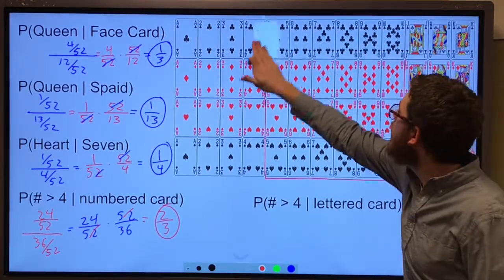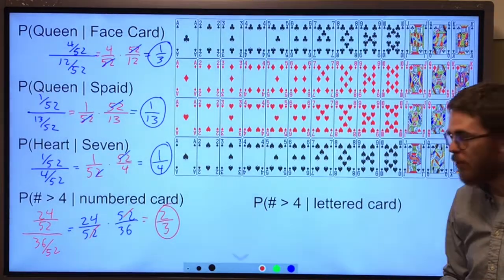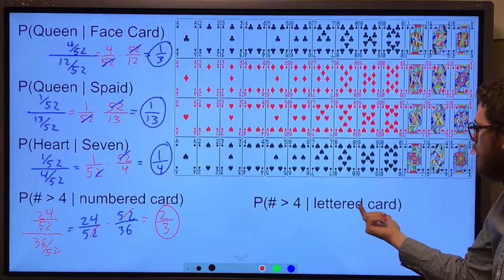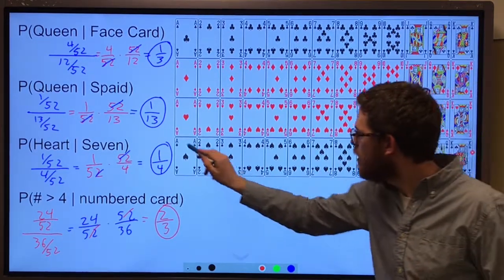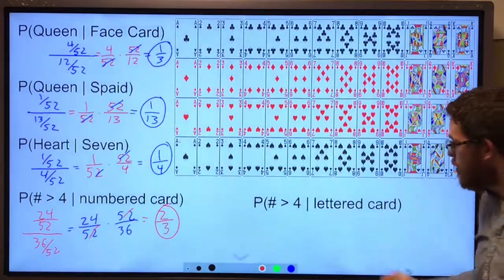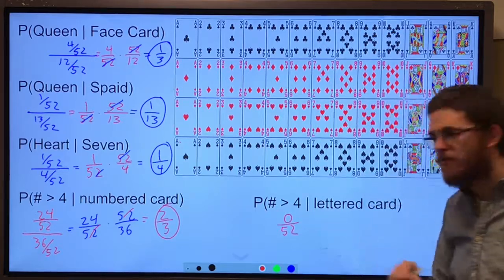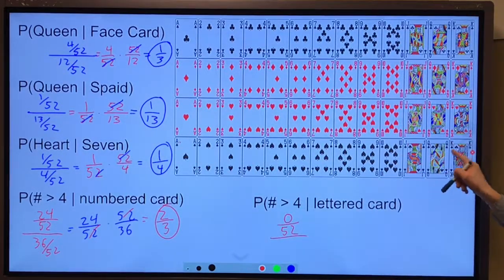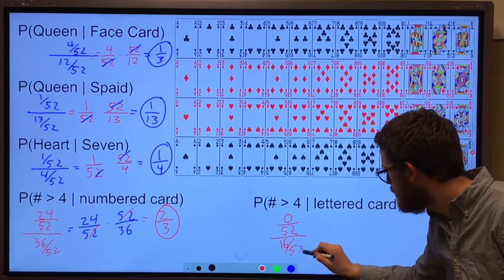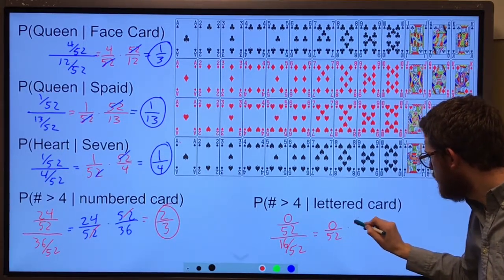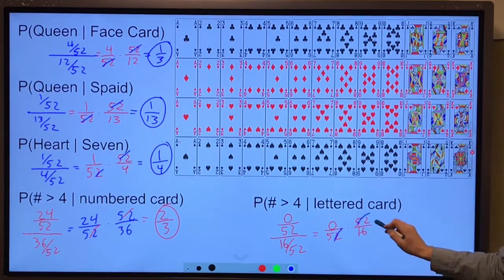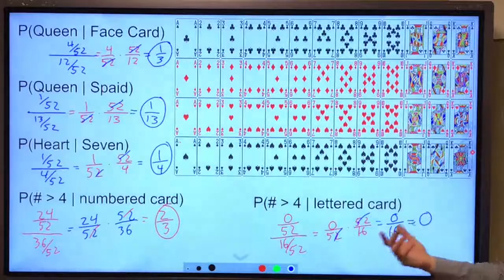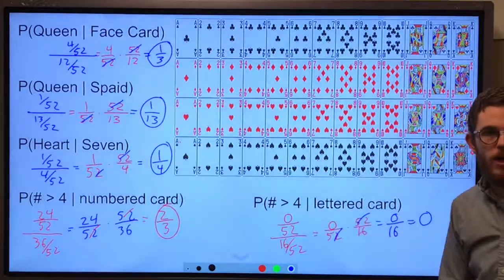Finally, probability it's a number greater than 4, given that it's a lettered card. Well, first we look at the probability of both of these things happening together. So it's a number greater than 4. It's also a lettered card. Well, notice that the lettered cards, J, Q, K, or A, don't have numbers. And so there's 0 overlap in these two sets. That's 0 out of 52. Divide that by the probability that it is a lettered card. There's 4, 8, 12, 16 lettered cards. And we have 0 out of 52 times 52 over 16. That's 0 out of 16. That's 0. We could have seen this from the beginning. There's no overlap. So there's no chance. If it's going to be a lettered card, there's no way it can have a number greater than 4.